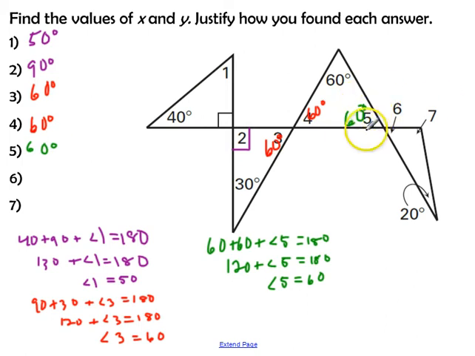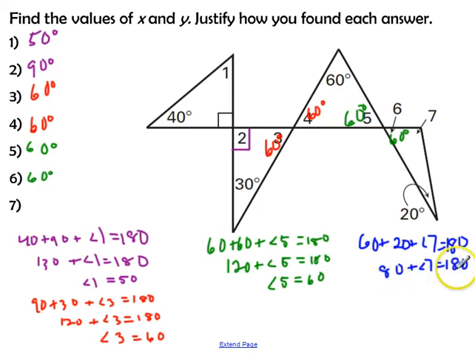And then again, we have angle 5 and angle 6 are vertical angles, and we know those are congruent. So angle 6 is also 60 degrees. And then lastly, in this very last triangle, we have one angle is 60, one angle is 20, plus angle 7 equals 180. So 60 plus 20 is 80, plus angle 7 equals 180. When you subtract 80 from both sides, we get angle 7 equals 100.